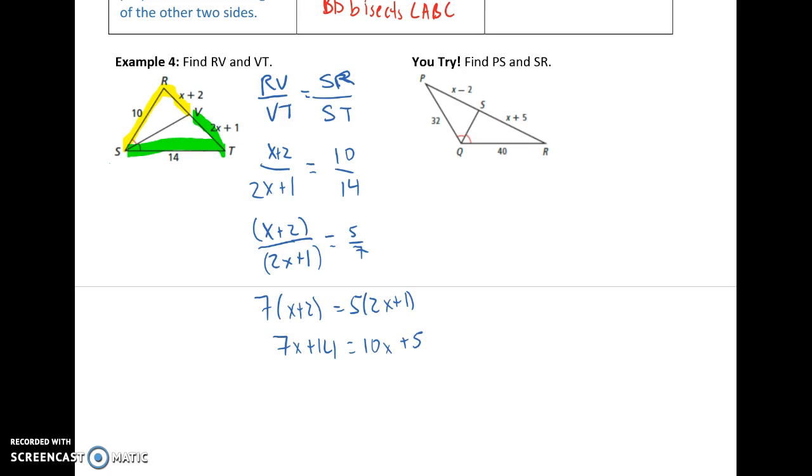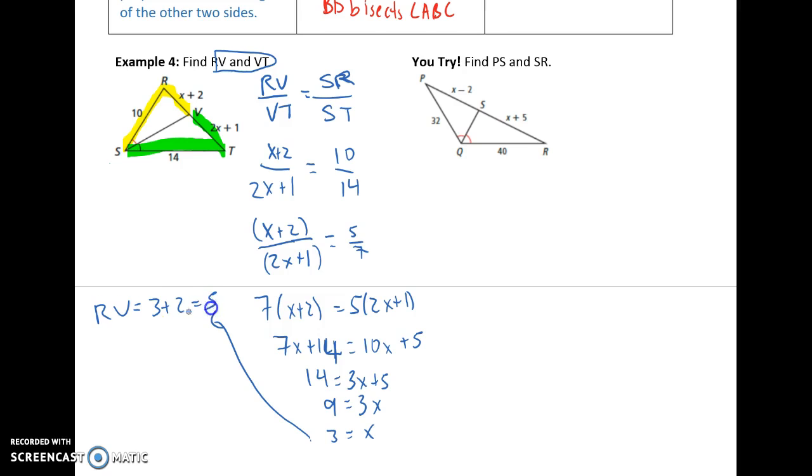And I'll save you some time and do the rest of it. So we got x equals 3. And then remember, that's not what I'm looking for, though. I'm looking for RV and VT, so plug it in. RV is going to equal 3 plus 2, which is 5, and VT is 2 times 3 plus 1, which will be 7. And here's my answer right over here.